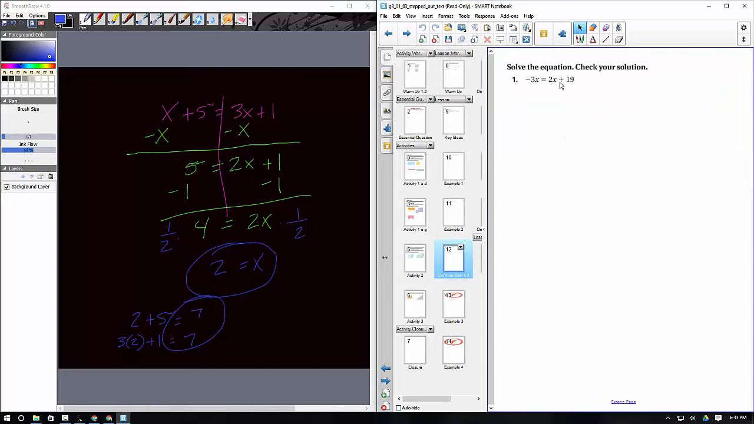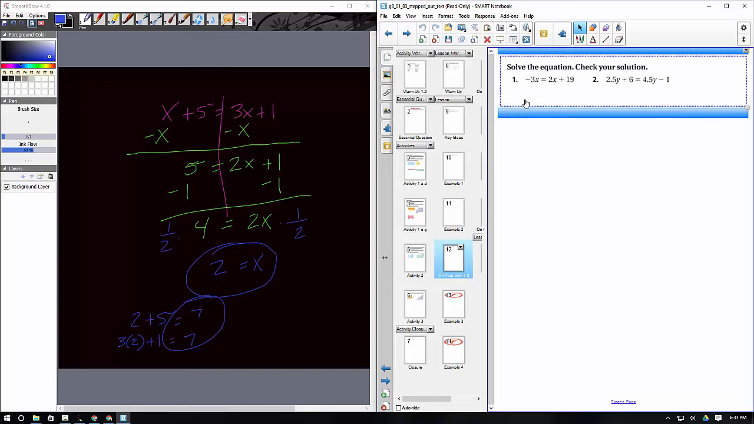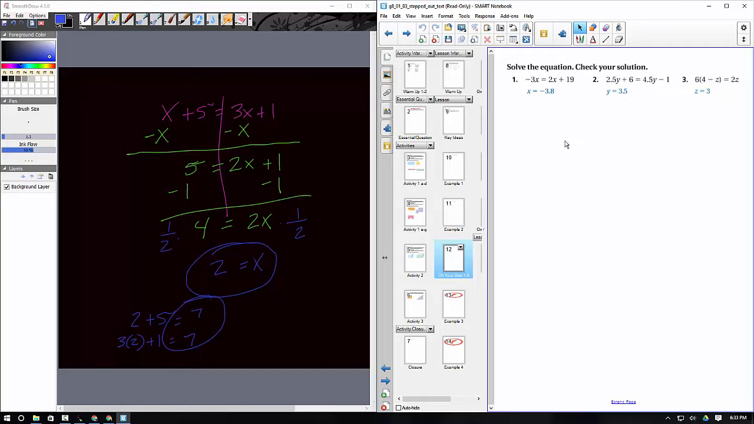This one here, same kind of steps. Want to first of all move over this 2. So I'm going to have negative 5x equals 19. So we'll have a total of 6 of these. Oops, sorry. And there are the answers, so please try to solve and figure those out.